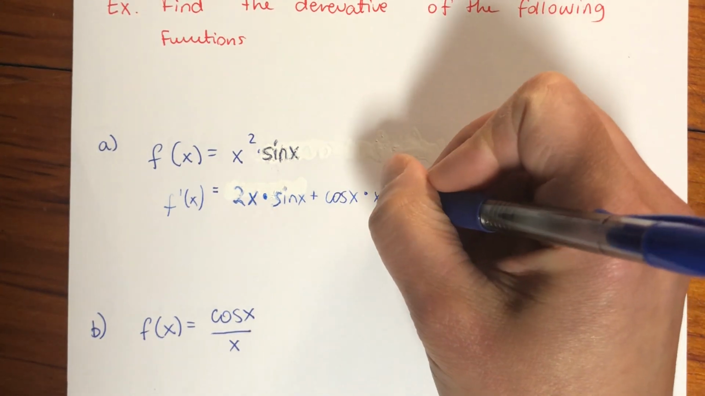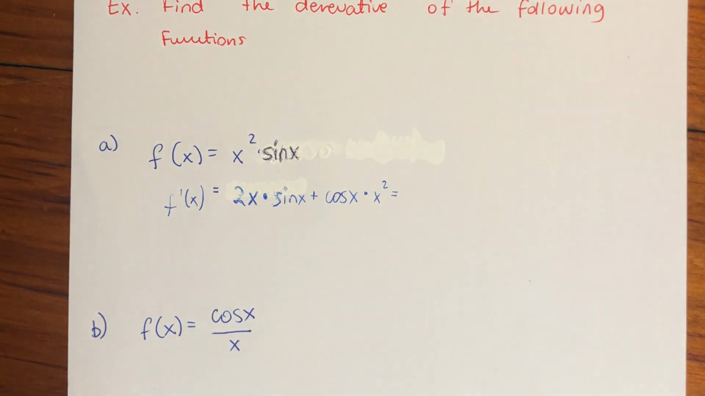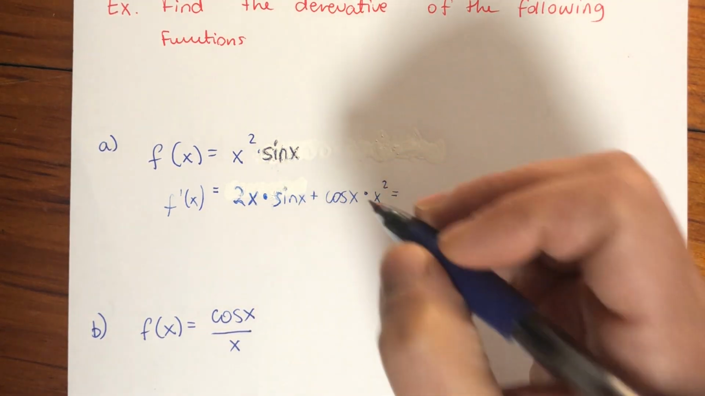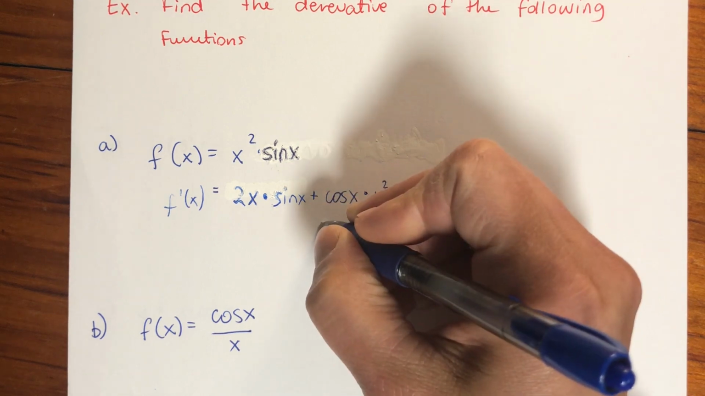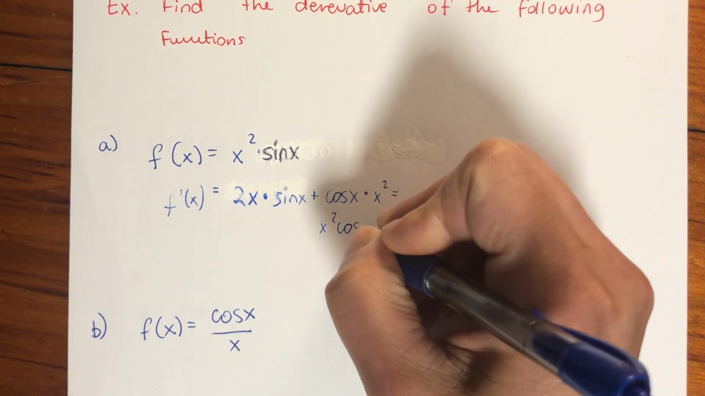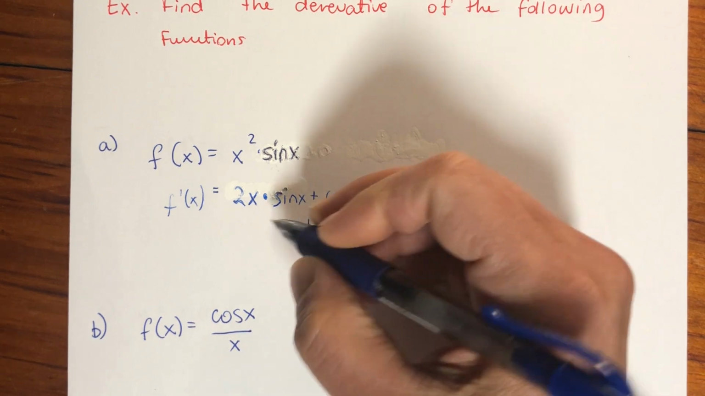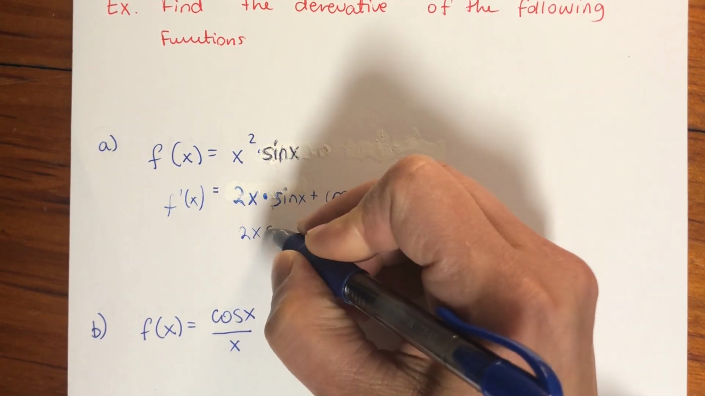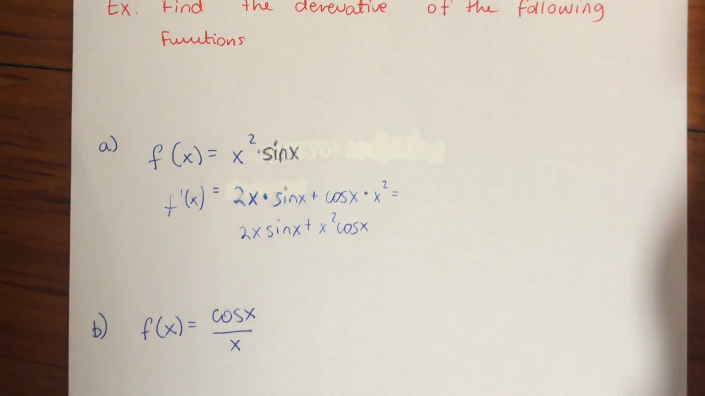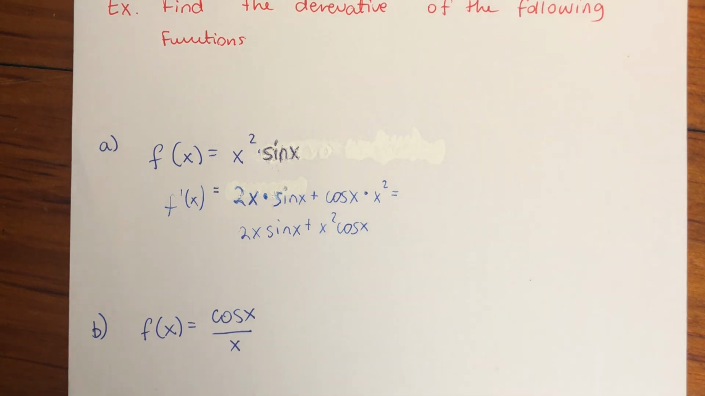If I want to write this a little bit nicer, I probably should say that x squared should be in front, so I would have x squared cosine of x. And then here, this can stay. We can say 2x sine of x. And we are done. So we are just applying the rules from yesterday, and we can see how the trigonometric function can be a part of our derivative finding.